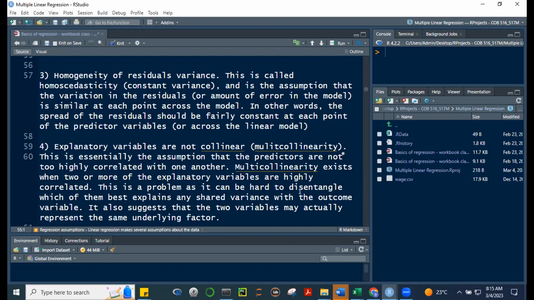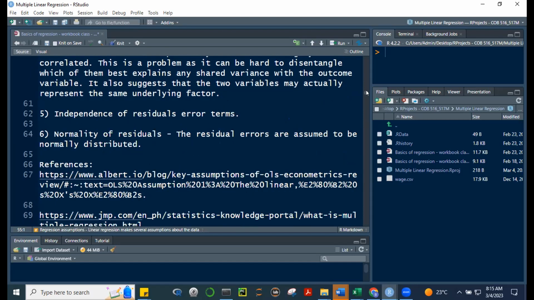Since they are highly correlated, there will be what we call shared variance with the outcome variable. Okay, and we will test this. And then, of course, the residual error term should be independent. Okay, this is related to the homoscedasticity. Because if they're independent, then they will behave in such a way that there will be a trend.